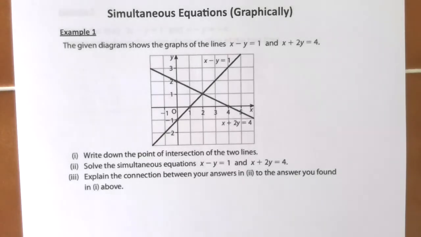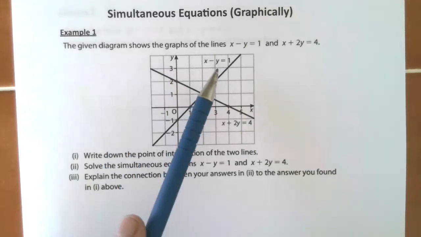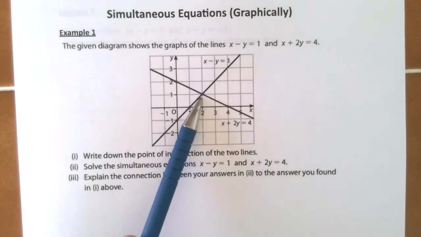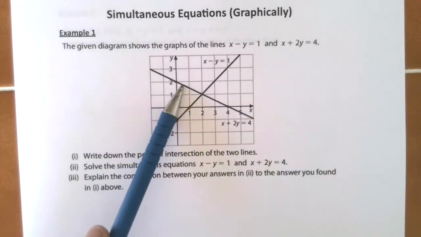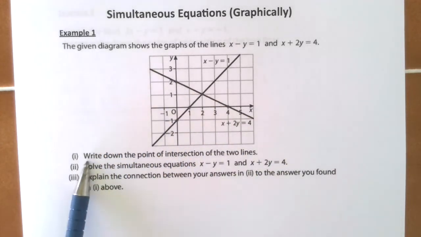This example is on solving simultaneous equations graphically. So example 1, the diagram shows the graphs of the lines x minus y is equal to 1, which you can see here, and then also the other one, x plus 2y is equal to 4, which you can see here. First question is to write down the point of intersection between the two lines.